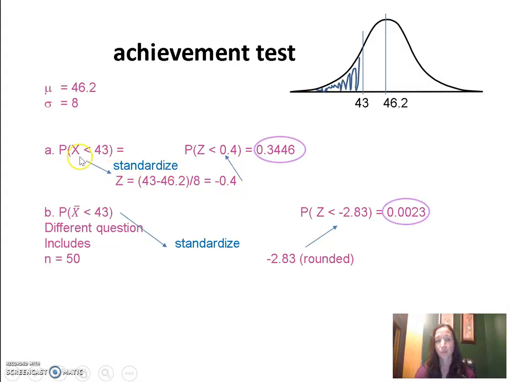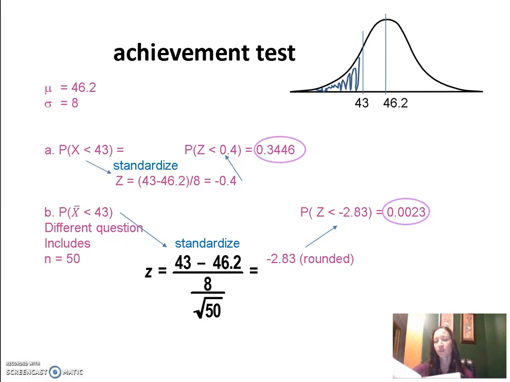So in part A, the probability that a randomly selected adult completes the test in less than 43 minutes is equal to the probability that z is less than negative 0.4. I'm missing my negative sign right here. And so when we look up negative 0.40 on our standard normal table, we get the area under the curve to the left of that is 0.3446. So therefore, the answer to part A is 0.3446.